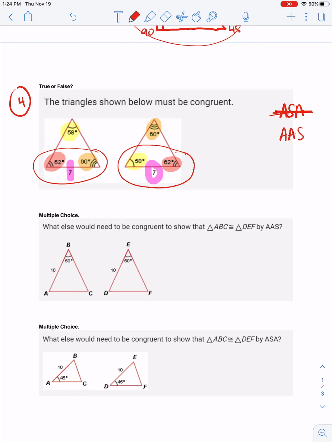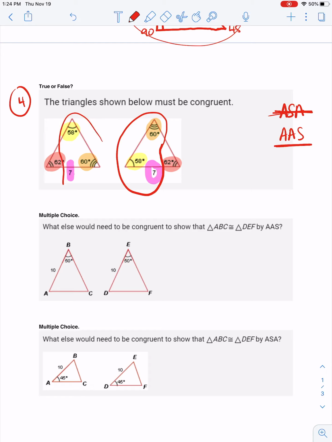Okay, so let's get rid of that little circle that I did. Let's look at this combination of sides here. So you have 60, 58, and then 7. That would be angle, angle, side. And then here you have 58, 60, and then 7. It still doesn't work. So if it doesn't work for one of them, it's not going to just work for the other one, okay? It's in the wrong order. So on this one, no, they do not have to be congruent. I'm going to say false.